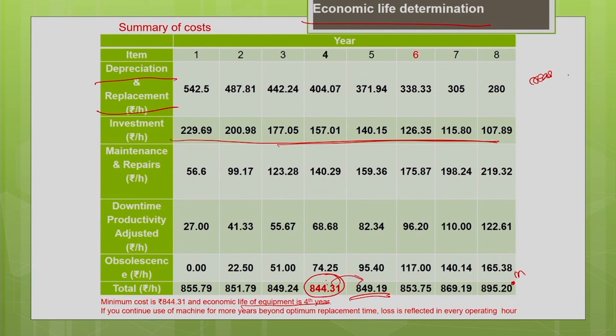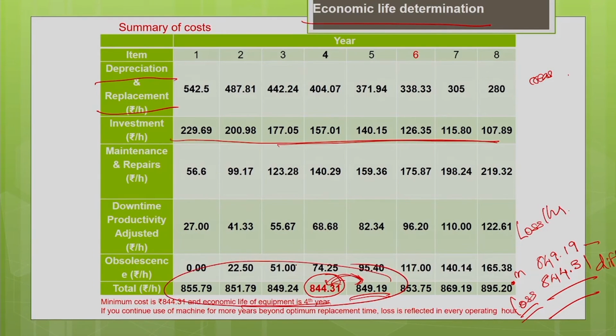So, this difference will be the loss: 849.19, minus 844.31. This difference is going to be your loss. This loss per hour will be reflected for the entire 5 years. That is the main thing when we do it on the cumulative basis. I hope you understand.